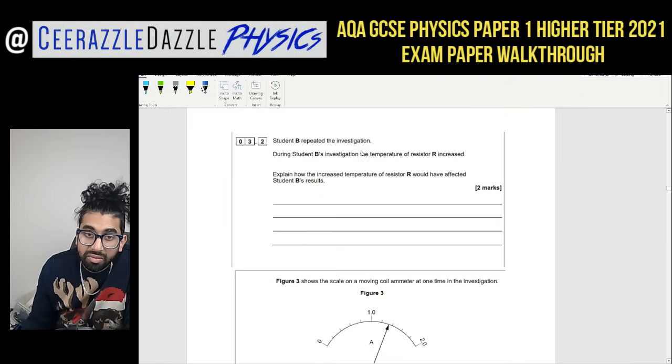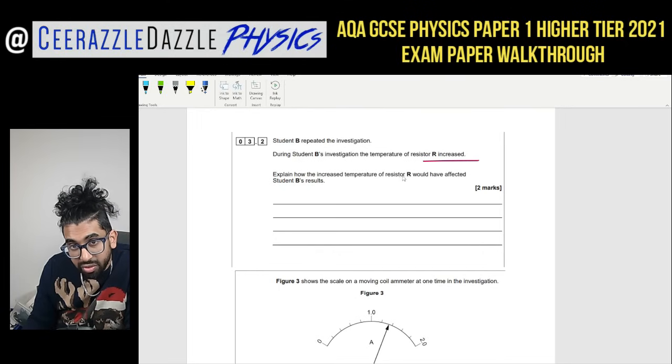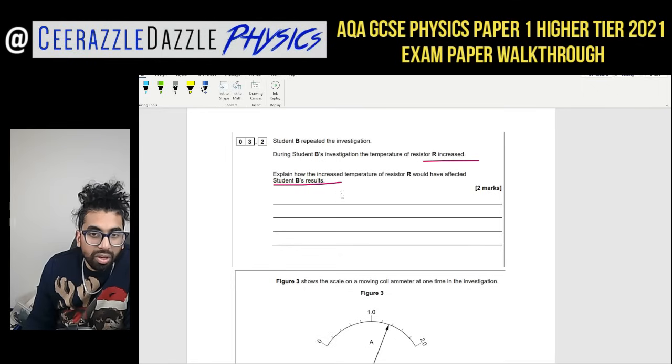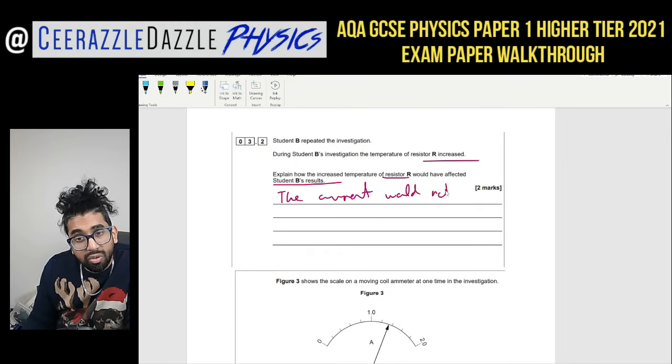Student B repeated the investigation. During student B's investigation, the temperature of the resistor R increased. Explain how the increased temperature of resistor R would have affected student B's results. Well, look, if the resistance of the resistor increases, what's going to happen to your graph? If the resistance increases, the current will decrease. The current would not be directly proportional.